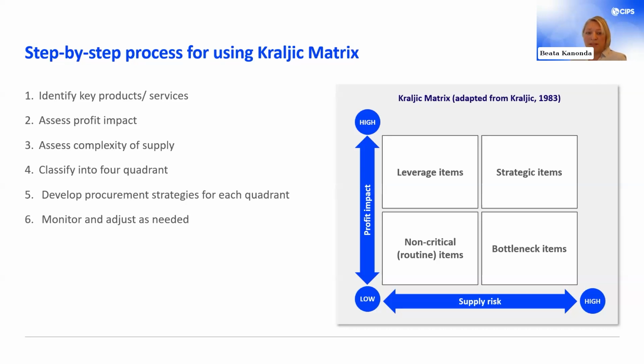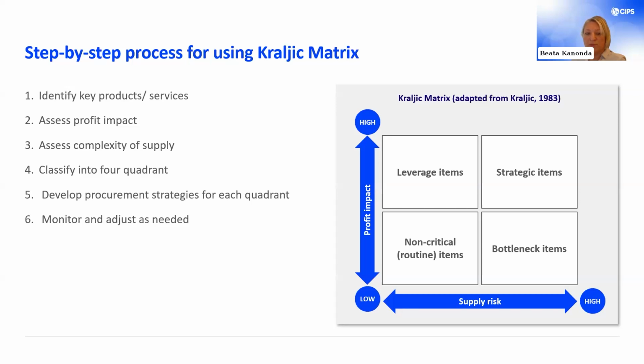Following that, your next step is to assess supply risk. So you'll be looking at your supply complexity by considering factors like number of suppliers available, risk of supply disruption, or whether there are any substitutes available. To gain deeper insight into supply risk, you can use tools like STEEPLED analysis or Porter's 5 Forces to understand all the external environmental factors or competitive pressures and supplier power in the marketplace.